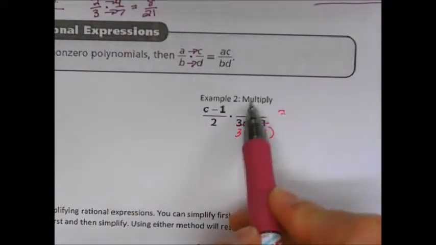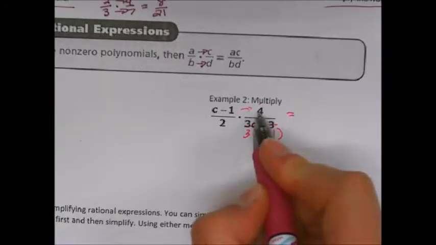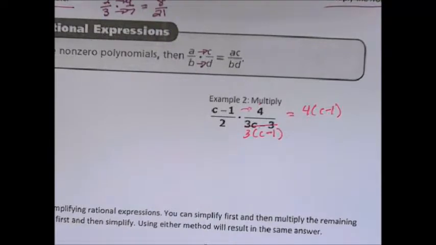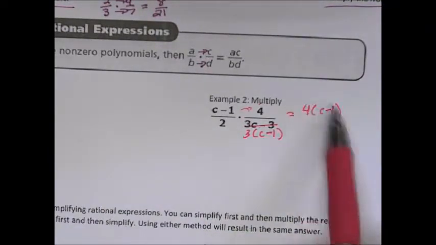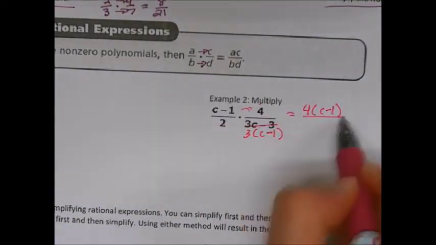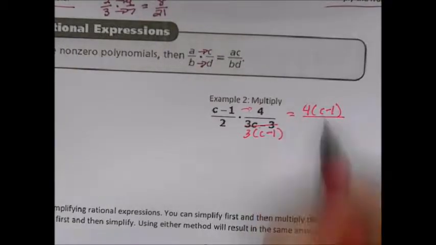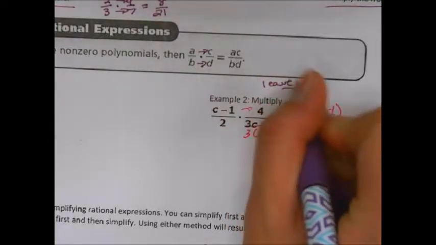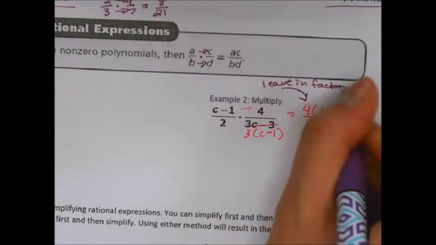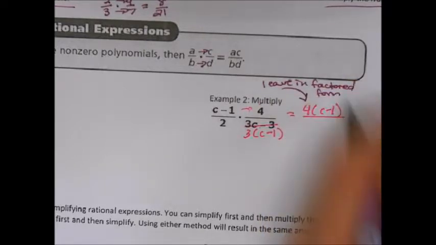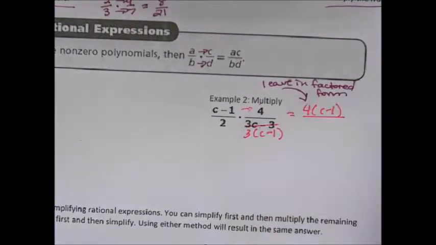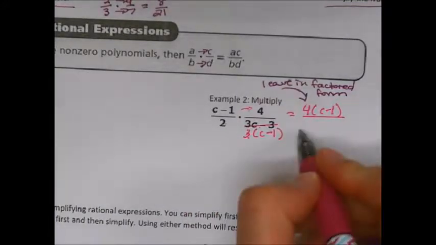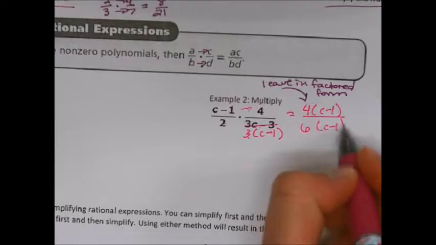Let's go ahead and multiply. We multiply straight across. So we're going to do 4 times c minus 1. And I'm not going to distribute it. So I'm not going to do my distribution. I'm just going to leave it like that for now. I'm going to leave it in factored form. Here I have 2 times 3. I can multiply those and get 6. And then I have a c minus 1.